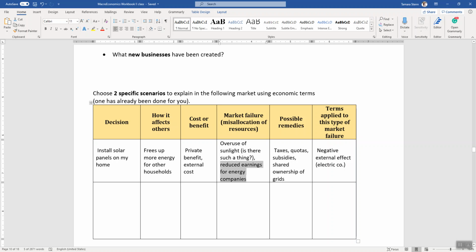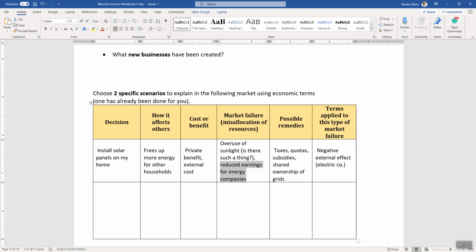Maybe there's quotas, right? Maybe there's a certain amount of energy that I can produce myself, but there's still a certain amount that I still have to purchase from that company. Maybe there's subsidies, right? Maybe the government is helping to offset the loss of income that the energy company is getting as more customers shift to self generating energy. And maybe there's shared ownership grids where we can buy into some of the cost and maintenance of this energy and help reduce the cost of the energy company.